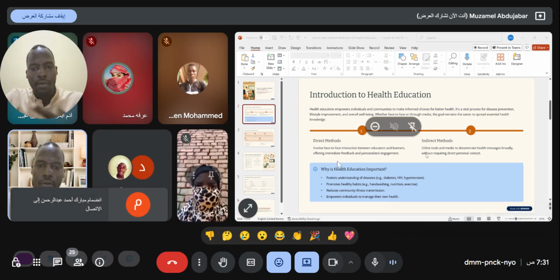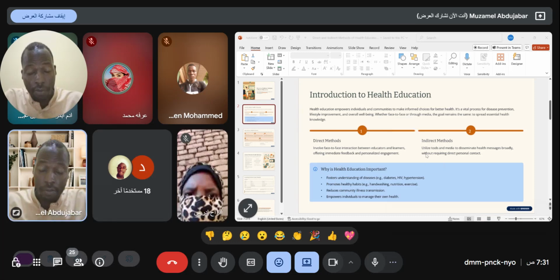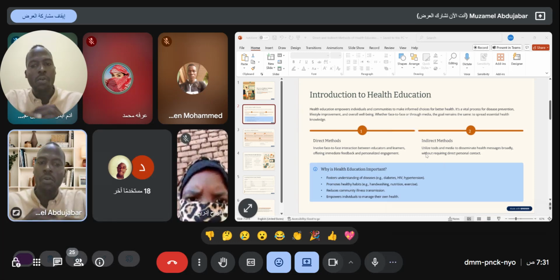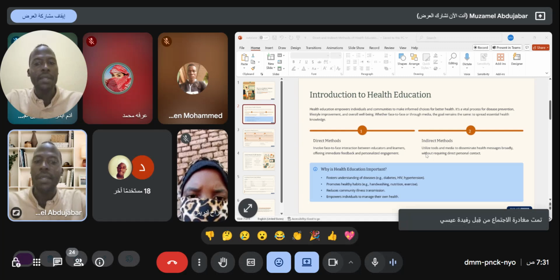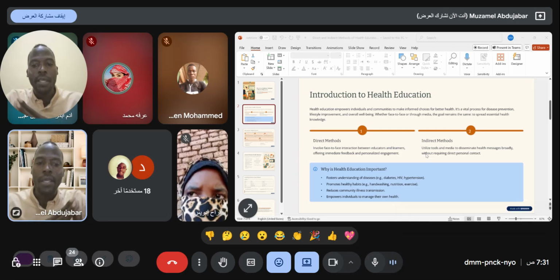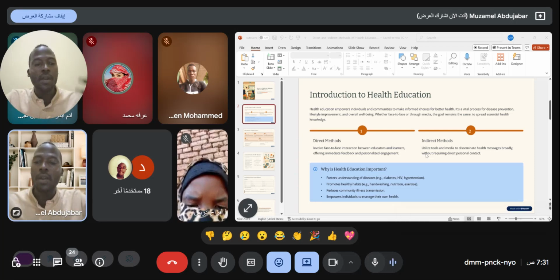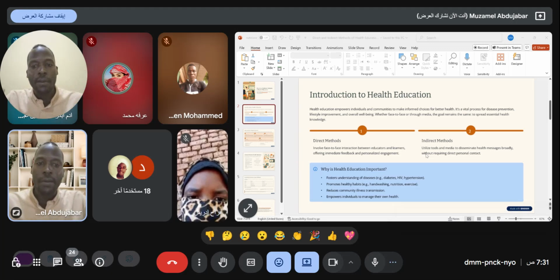Also in this slide, we are going to see why health education is important. As I mentioned, one of the important points of health education is fostering understanding of disease. This is the first. Second, promoting healthy habits or health attitudes. Additionally, reducing community illness transmission. Last one, empowering individuals to manage their own health. This is why health education is important.